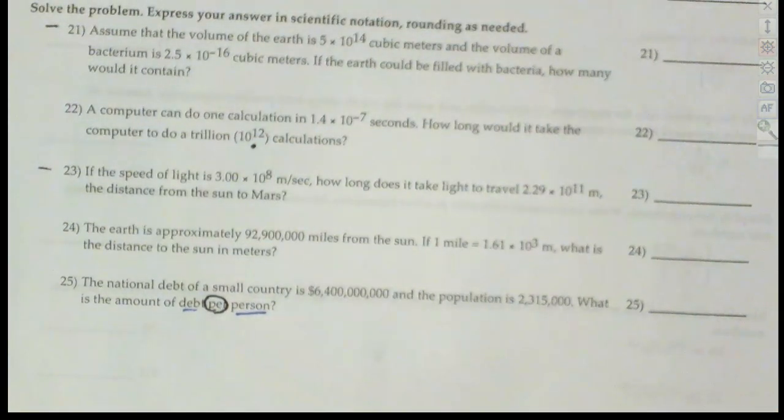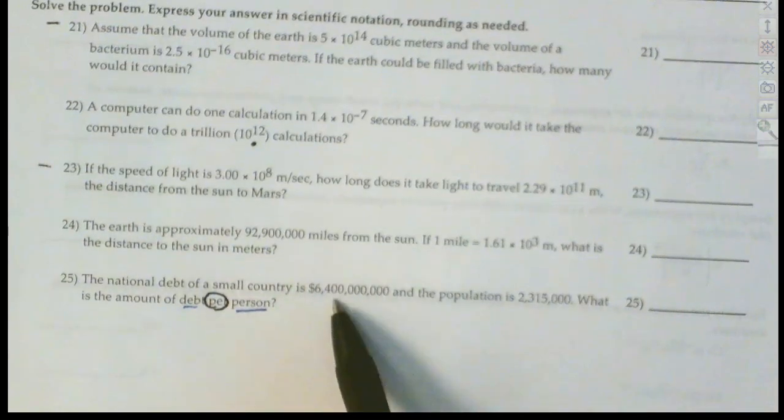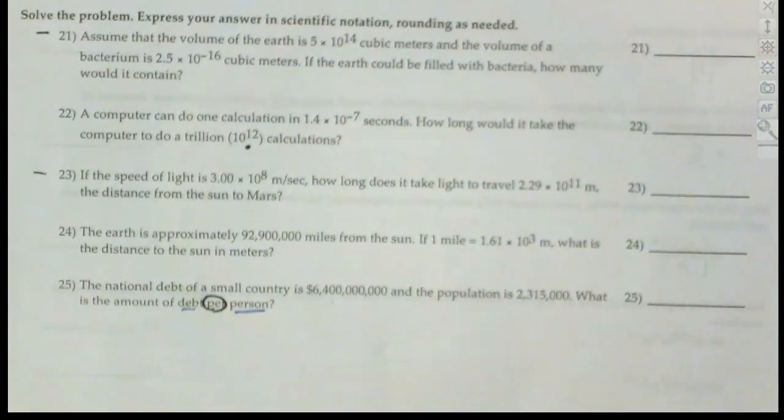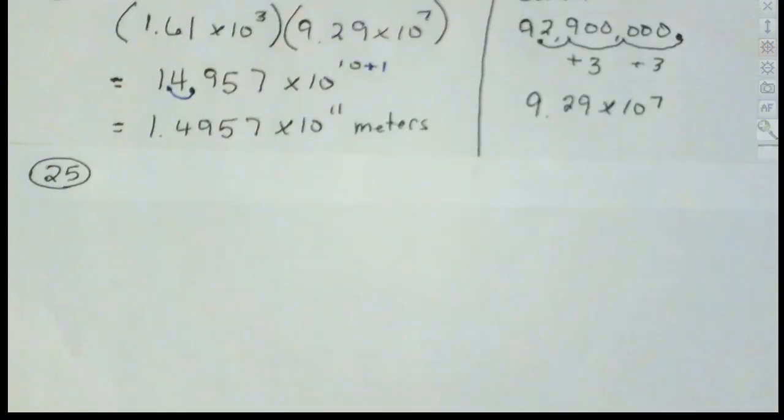Should come out to be a fairly small number, even though it's a really large amount of debt. We're dividing it over everyone. So it should be quite a bit less than the 6.4 billion. So let's go ahead and write up our ratio here. And I'm going to first convert these to scientific notation.